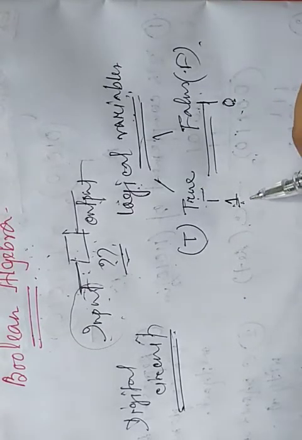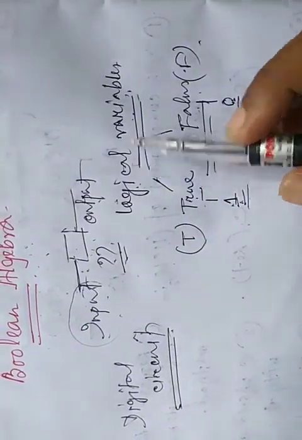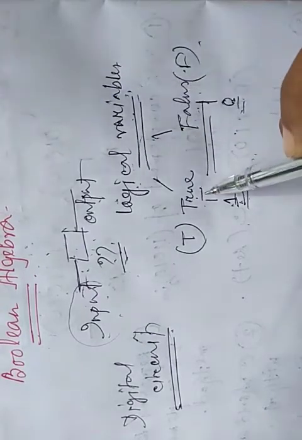So that 0 and 1 are the true and false values. That is the main point in every Boolean algebra system. It works on two logical values. One is the true value, another is the false value. 1 for true value, 0 for false value.